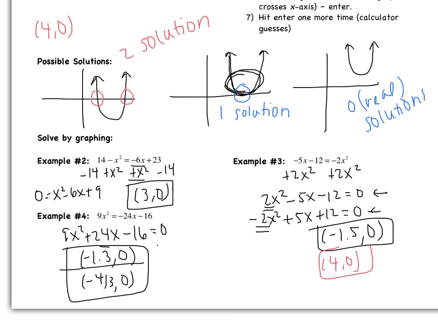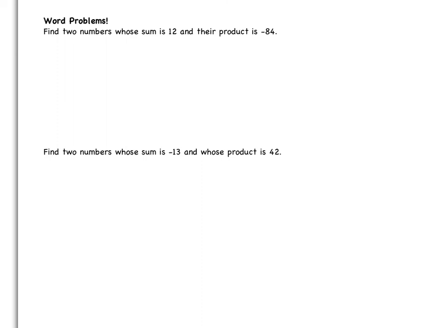Now, if you would please flip the page. Okay, so we have 2 more examples and then we are finished. These are 2 word problems. It's okay, they're not that bad. So let's take a look. It says find 2 numbers whose sum is 12 and their product is negative 84.